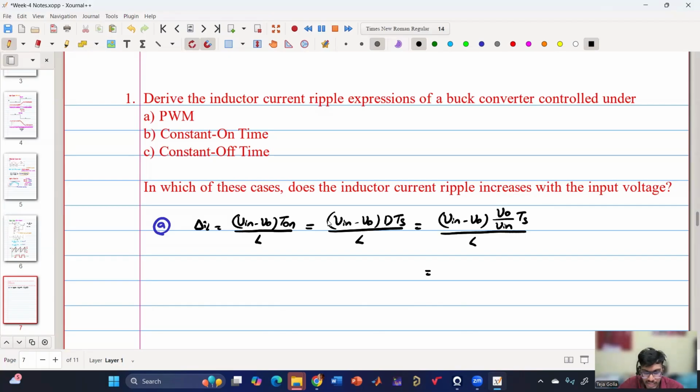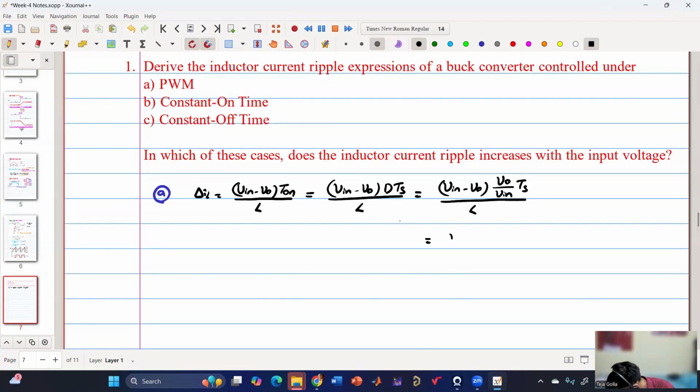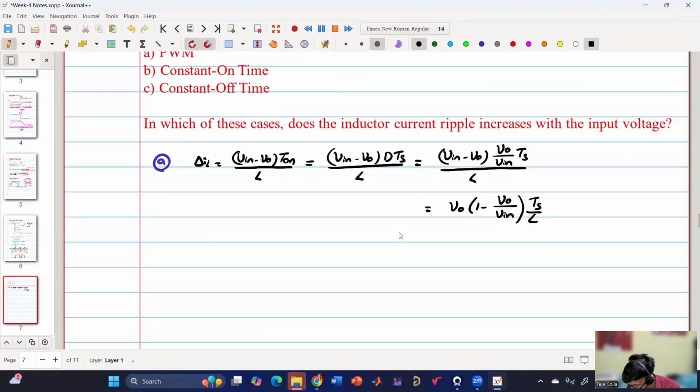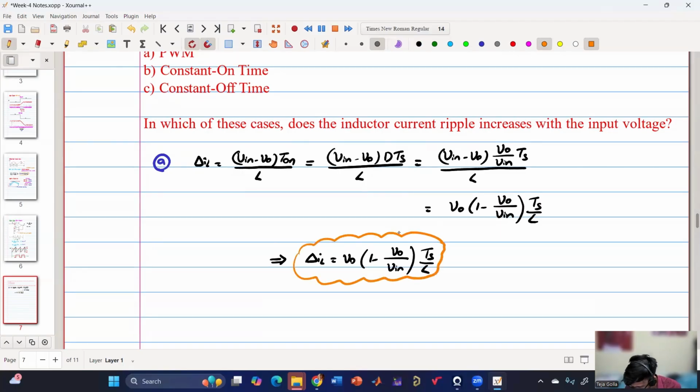If I take V in common, I will get V naught into (1 minus V naught by V in) into Ts by L. Is this correct, or am I making any mistake? It's correct.